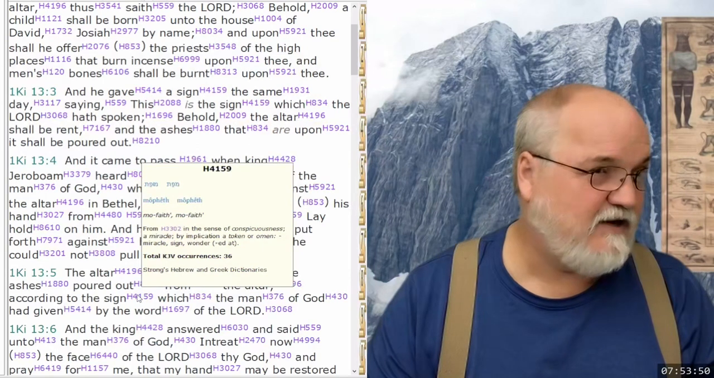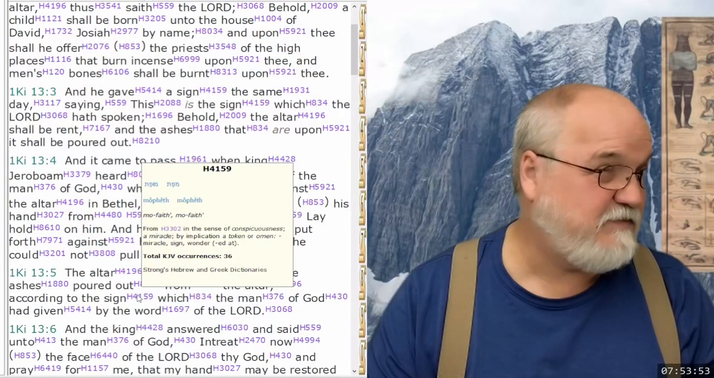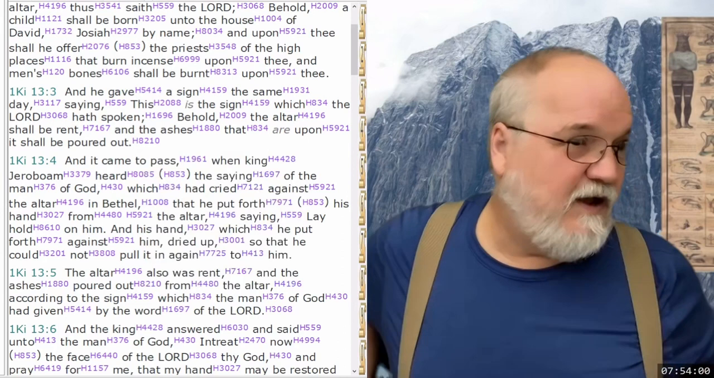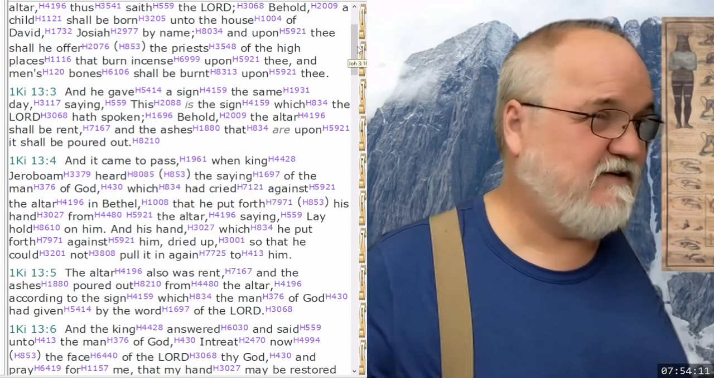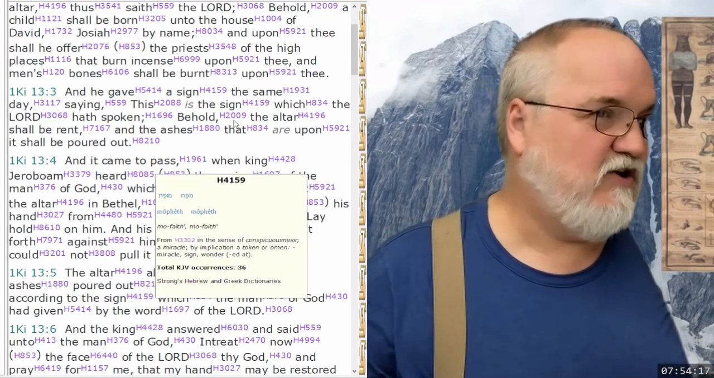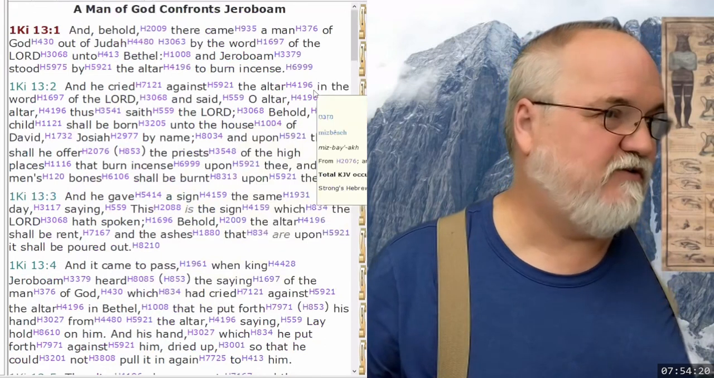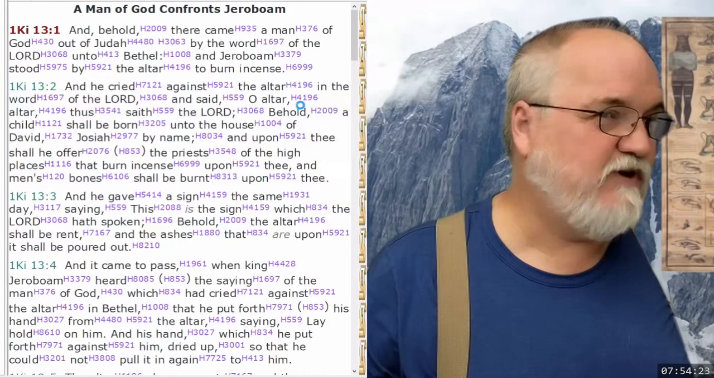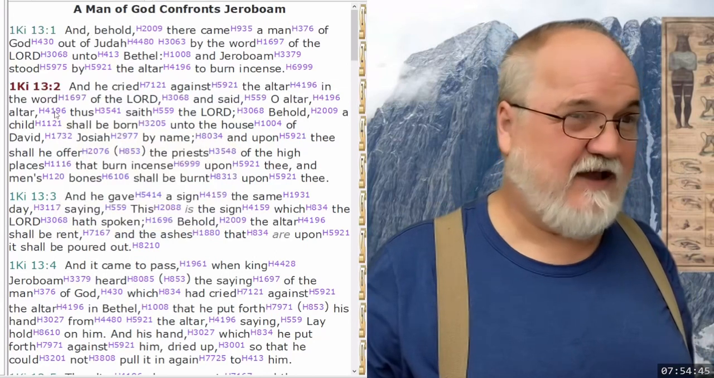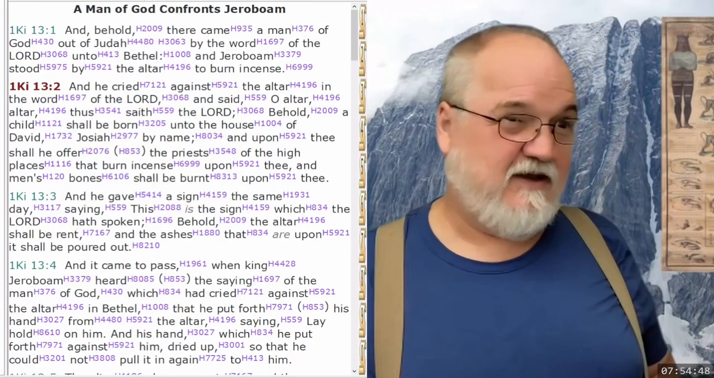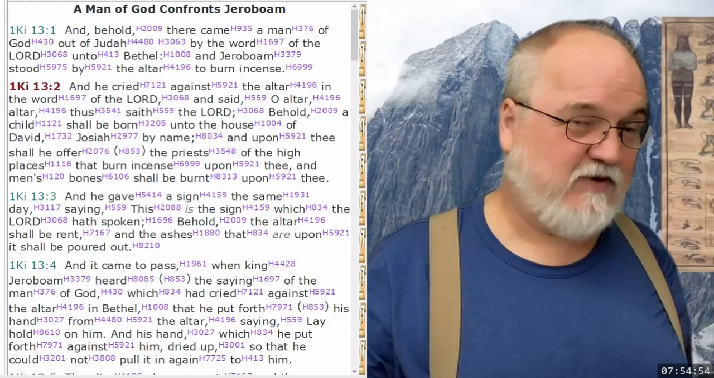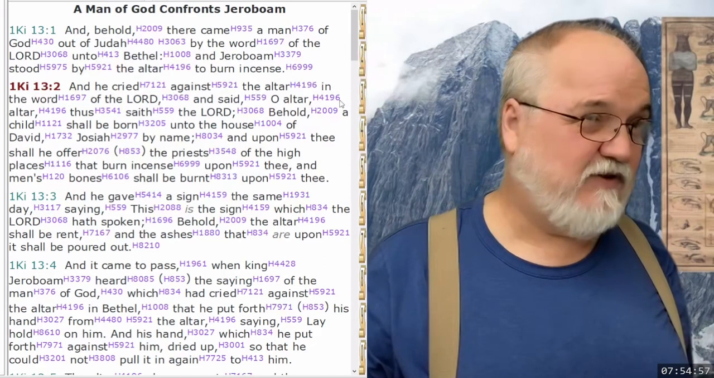So you have the sign, mofet, in the sense of something conspicuous, a miracle, by implication, a token or omen, right? Now, it's kind of interesting when we look at this word that's chosen as a sign. So when he says altar, altar, what is the Hebrew number for altar? It's 4196, right? So we have this word, mizbeach. It means altar. It comes from zabach, to slaughter an animal, right? Okay, so he's going to double this.